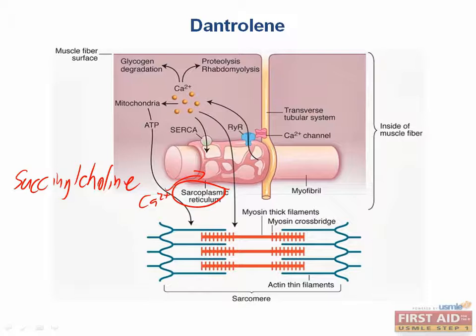Dantrolene is the treatment for malignant hyperthermia, and what it does is prevent further release of calcium. It does this by inhibiting the ryanodine receptor. This blocks calcium release from the sarcoplasmic reticulum and stops the sustained contraction.